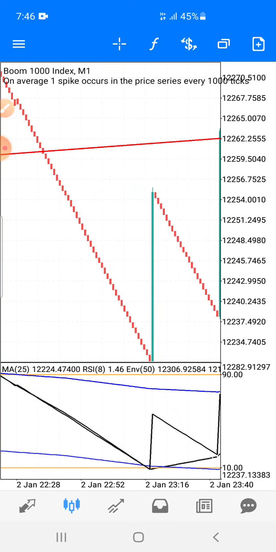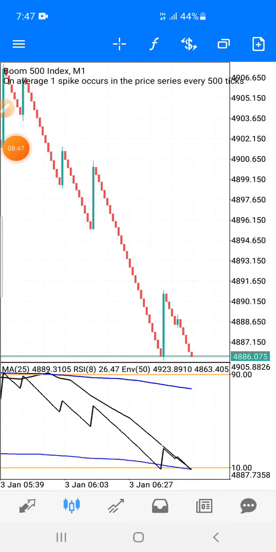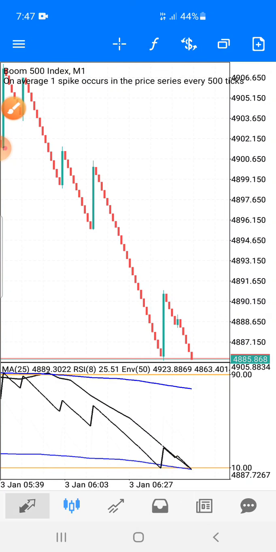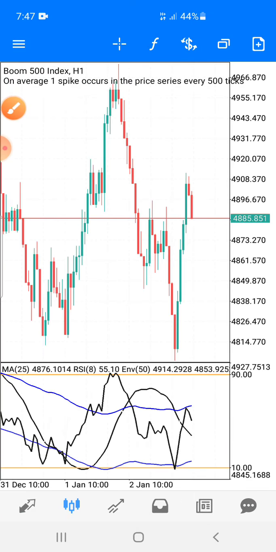Now let me show you the setup for this and how to trade it. It's very simple to set up. The condition is that on Boom, you just have to see these lines converge here. Currently the lines are converging at our oversold region, which is level 10. But I said before you buy, you need to check a higher time frame to see the trend.